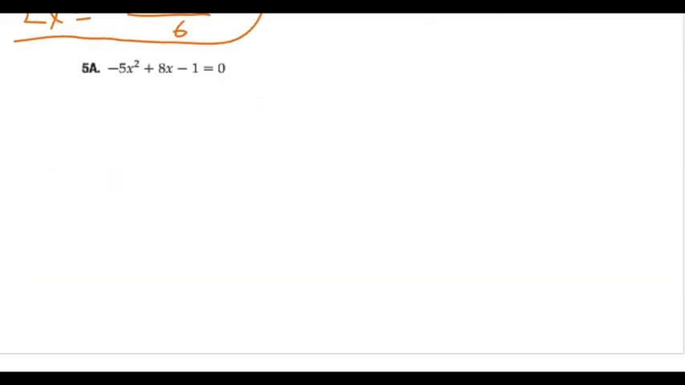Next one, another one that's prime. If I multiply these together to see if I can factor first, I get 5x squared, and no combination of factors of 5 gives me 8. It's prime.